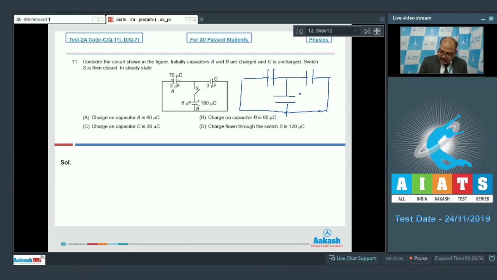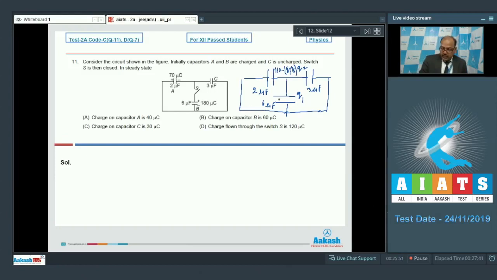Now suppose here the charge is Q1 and here it is Q2 on capacitor C, then the sum of these three charges is equal to 180 minus 70, that means 110 microcoulomb. So here the charge is equal to 110 microcoulomb minus Q1 plus Q2, by conserving the charges. Now this is 3 microfarad, this is 6 microfarad, and this is 2 microfarad. Okay, we need to now solve for Q1 and Q2.